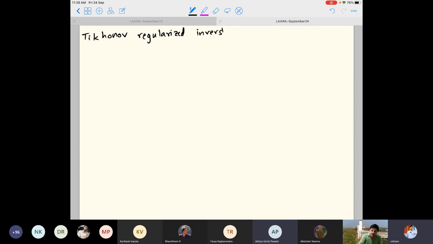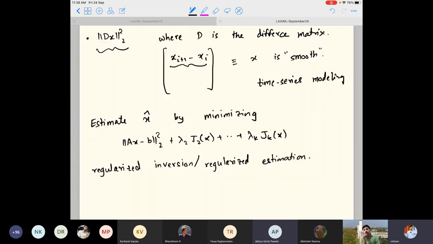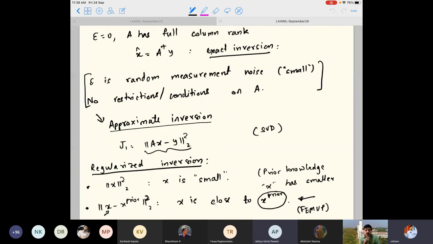Sir, I had a doubt in regularized inversions. Can you go to the previous slide? In this, how can we put conditions on X? Because X will be given to us, right? Which X is given to us? You're telling in regularized inversions the second norm of x square should be small. This is the condition we're putting. No, it's not a condition. It's an additional objective that we want.